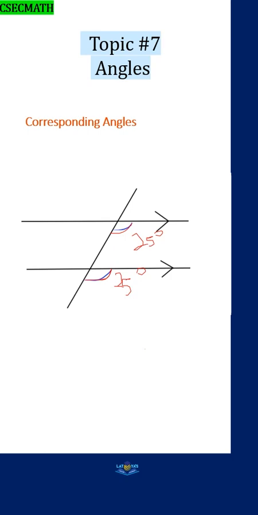Okay, corresponding angles are those angles that lie in the same position at different intersections. So another example will be here. This angle here will correspond with this angle on top here. Likewise, the angle under here will correspond with this angle under here. So again, when a transversal cuts two parallel lines, corresponding angles are formed and they are congruent, they are equal.